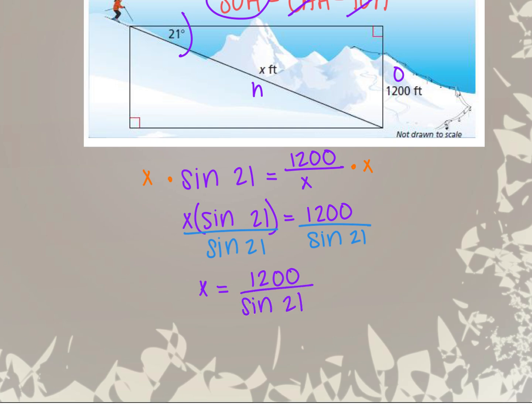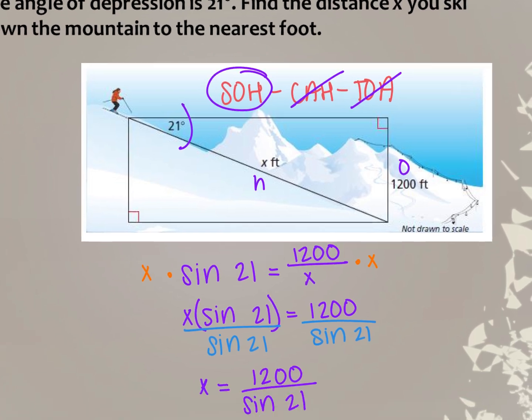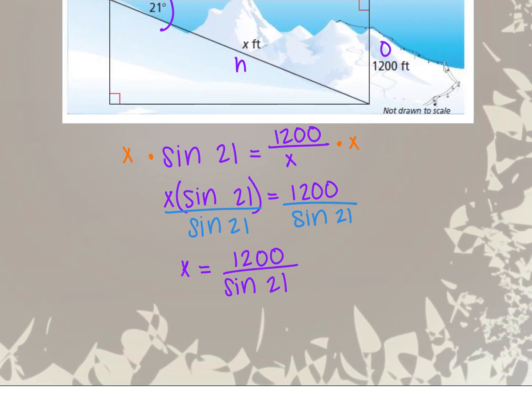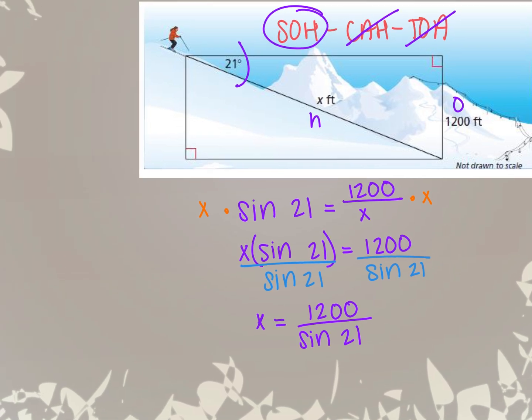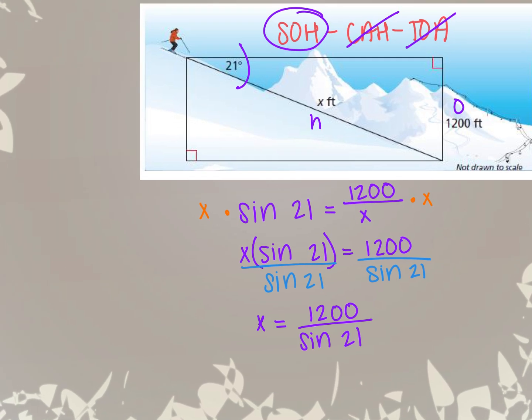If you plug that into the calculator, they asked for nearest foot. What would I get as my answer for x? Nearest foot. Good. X equals 3,349 feet.